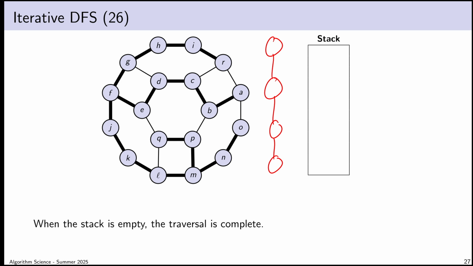We saw last time, though, that if I were to use a parent array to keep track of the DFS tree, it would be very easy to keep track of which vertices had never been visited because they would never have been assigned a parent.